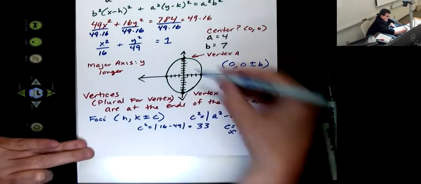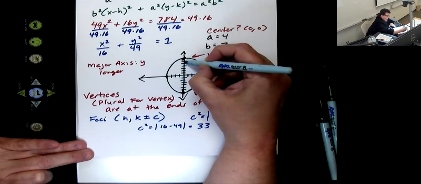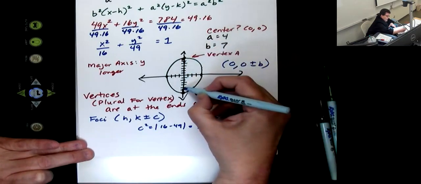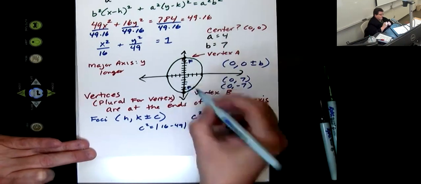So this will go up 5.8, 1, 2, 3, 4, 5.8, and down 5.8. And that's our foci right there.